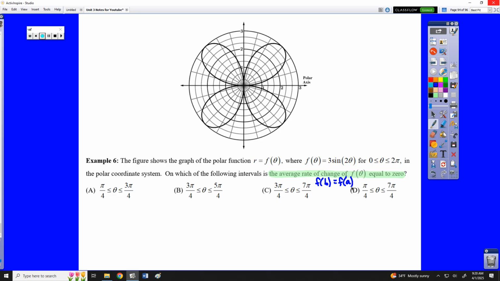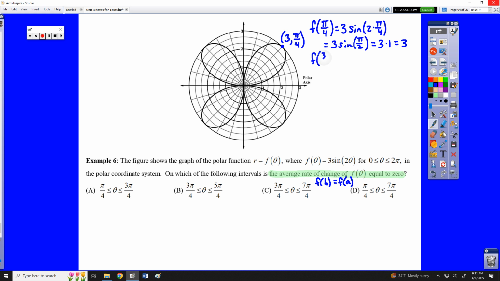So essentially I'm going to plug each of the angles into the function. So f of pi over 4 is 3 times the sine of 2 times pi over 4, which would be 3 times the sine of pi over 2. The sine of pi over 2 is equal to 1, so that output would be 3. What that tells me is that this point right here, which is at pi over 4, has the coordinates r equals 3. So when I feed pi over 4 in, I get 3 out.